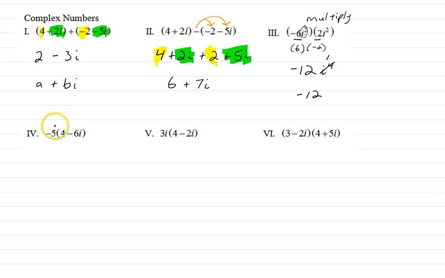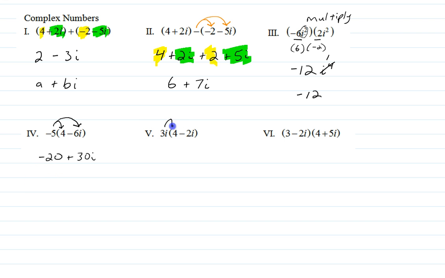Alright, here, so we're just going to distribute this. So negative 5 times 4 gives us negative 20. And then we have a negative times a negative, which gives us a positive. And 5 times 6 gives us 30i.